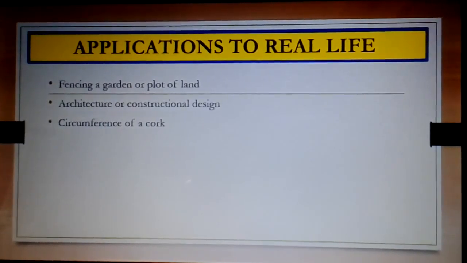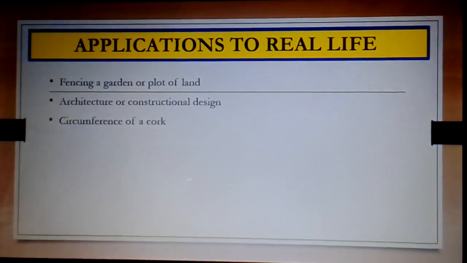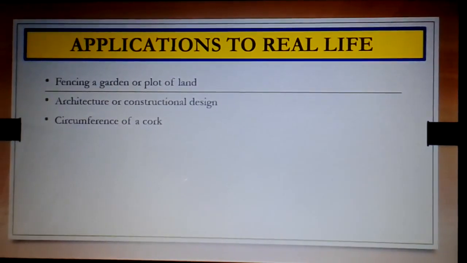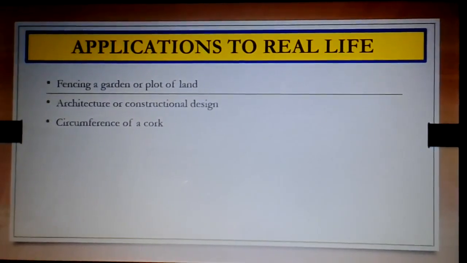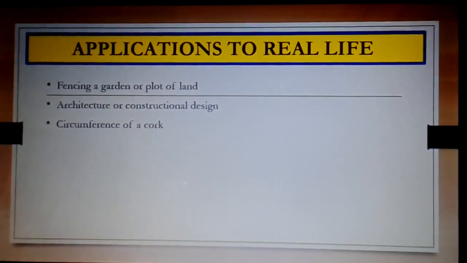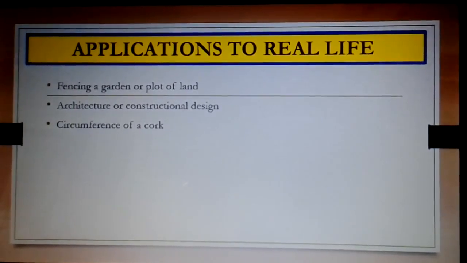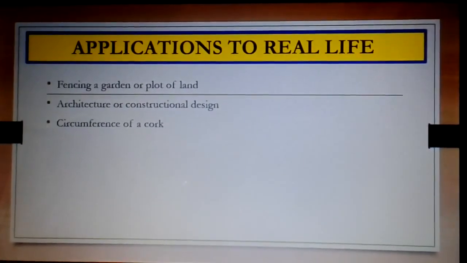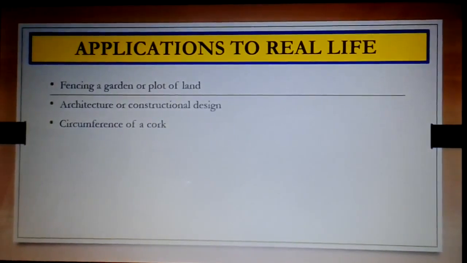Let's look at some real life applications. So, fencing a garden or a plot of land, or in architecture or construction generally. And also in circumference, finding the circumference of a cork, but we can look at it in a general classroom setting.